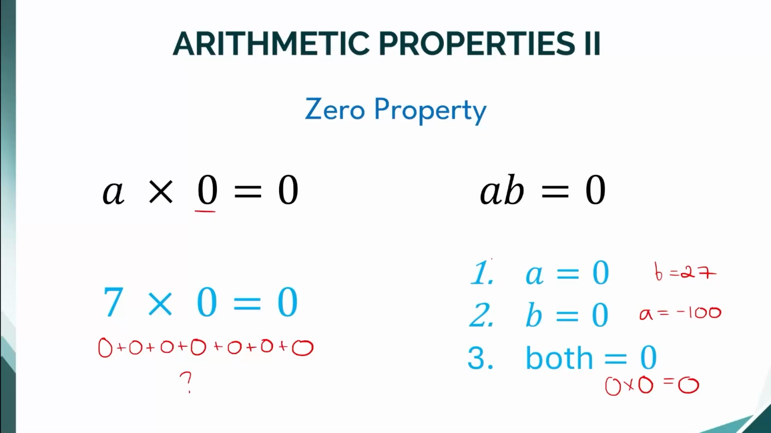Now, which possibility do we know to be true? We don't know. It could be number 1, it could be number 2, or it could be number 3. If we were to do something like this, 4b equals 0, in this case, we can say for a fact with certainty that b equals 0. But in this case here, where they're both variables, it's one of these three possibilities, but we don't know which one.